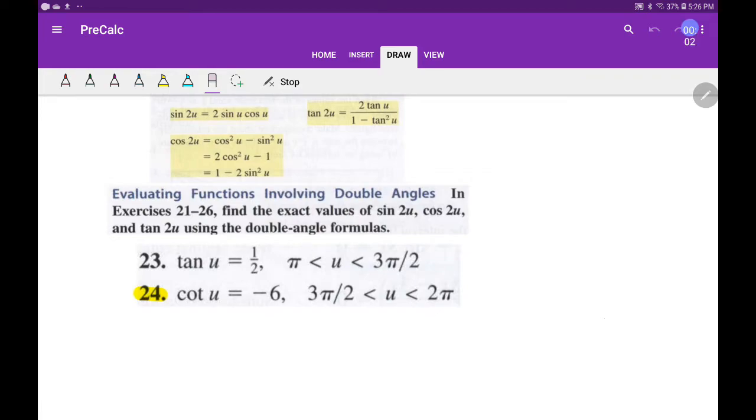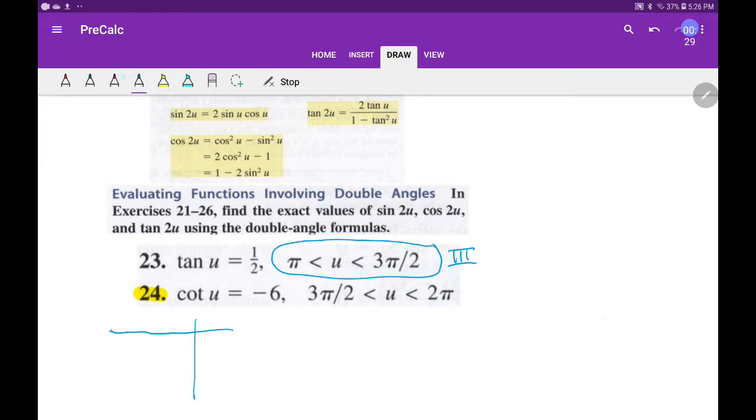We're going to use the double angle formulas here, the identities. So, first of all, we have to realize that we are in quadrant 3. We're between pi and 3 pi over 2, so that's quadrant 3. And as you can see, the tangent of u is positive, as we would expect in quadrant 3. So let's draw a picture of that.